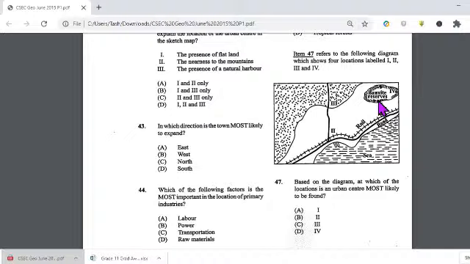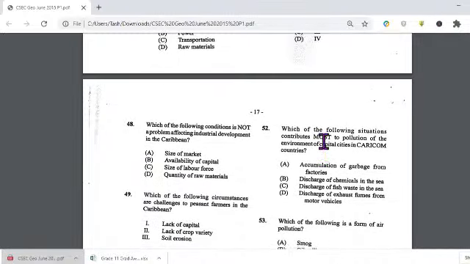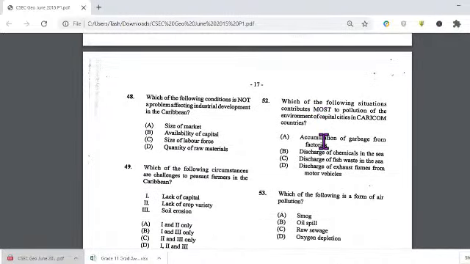So without a doubt, we would put it at letter B, that is 2, because we have all of this land to work with. We have a little port that we can work with here. We have access to the road. We have access to the railway, etc. So we would be getting a lot out of putting it at B. So 47 is letter B. 48. Which of the following conditions is not a problem affecting industrial development in the Caribbean?